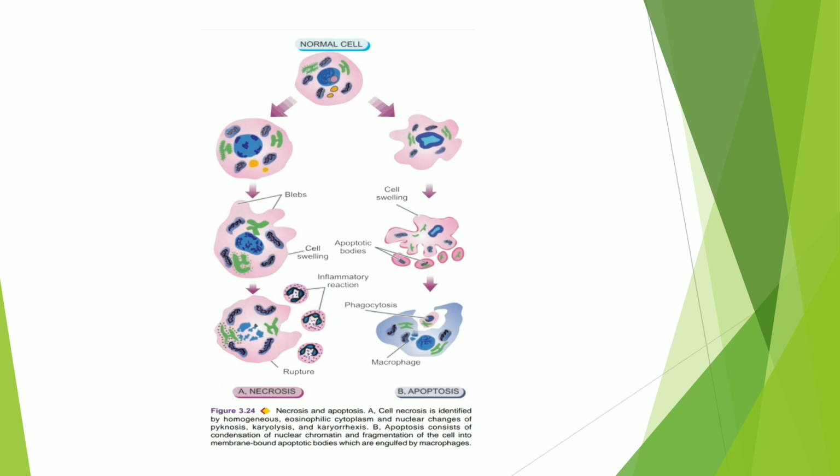This is the figure in which we can see a normal cell either goes to necrosis or apoptosis. In cell necrosis, there is homogeneous eosinophilic cytoplasm and the nuclear changes are pycnosis, karyolysis and karyorrhexis. Whereas in apoptosis, there will be condensation of the nuclear chromatin and fragmentation of the cell into cell-bound apoptotic bodies which are engulfed by the macrophages. As is seen here, apoptotic bodies engulfed by the macrophages.